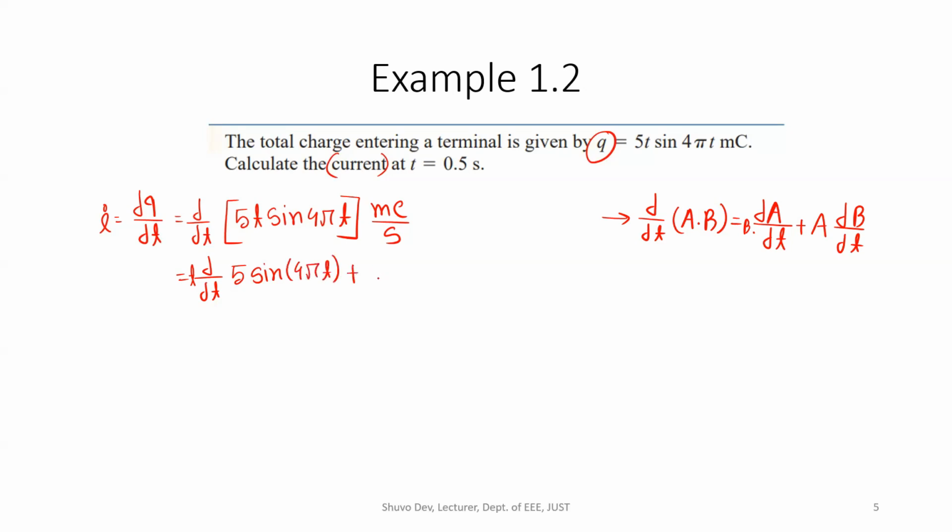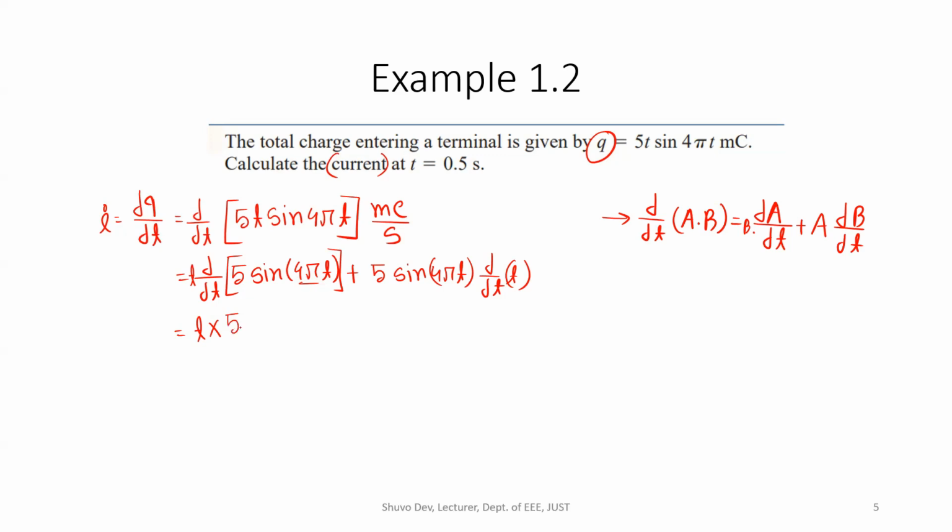Then again, we have to take 5 sine 4 pi t as constant, but t should be differentiated with respect to d by dt. So you can see here, this t will be here, then this is the very simple differentiation. We are differentiating sine, we get cosine, and this 4 pi also comes outside. So another differentiation will be here, this 4 pi t.